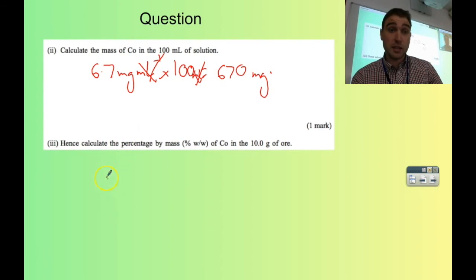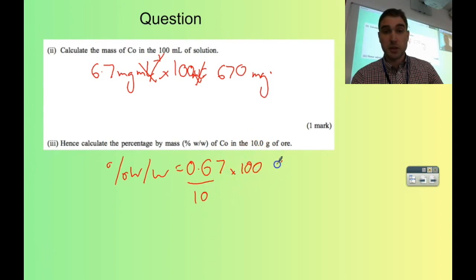The next part of the question says, calculate the percentage by mass of cobalt in the sample. So we've got percent weight for weight. We had 670 milligrams, which is 0.67 grams. How do I know that? There's 1,000 milligrams in a gram, and we've only got 670, so it's 0.67. That's out of a total of 10 grams. Then to find percentage, we times that by 100, so 0.67 times 10 is 6.7%. So we get 6.7% weight for weight cobalt in the 10 gram sample.